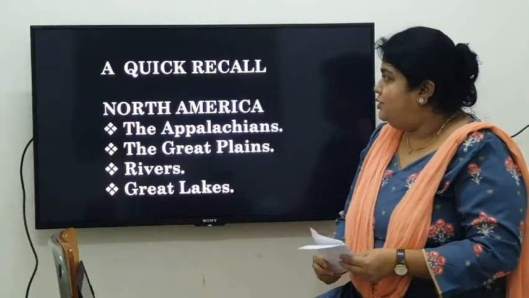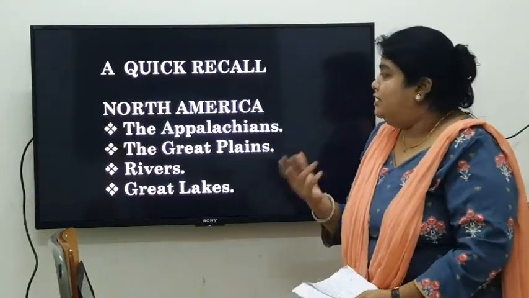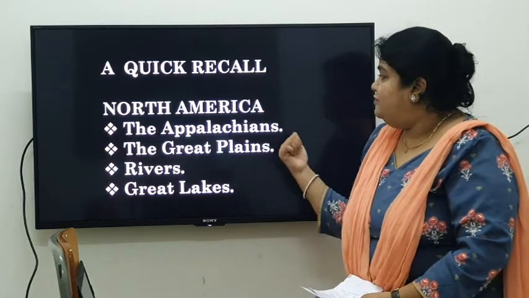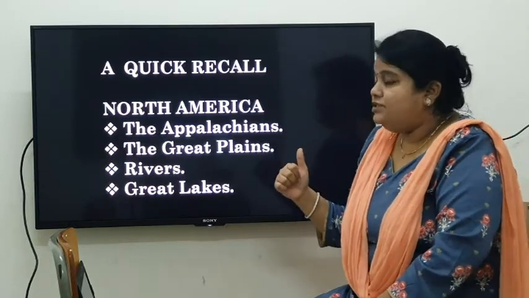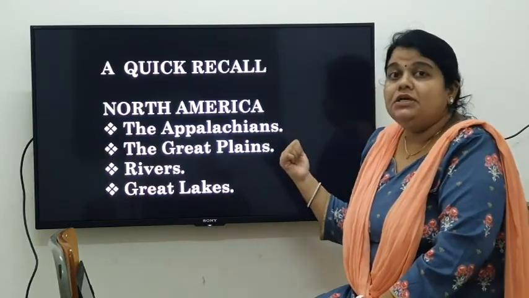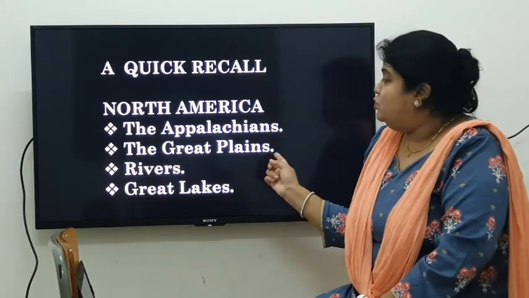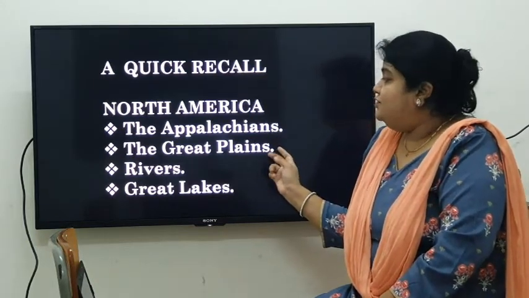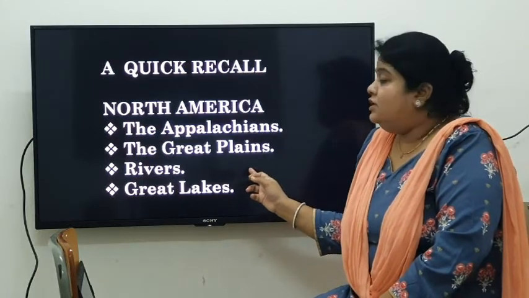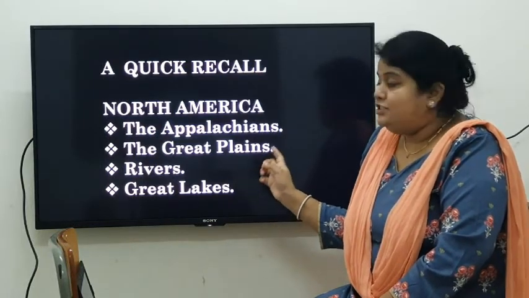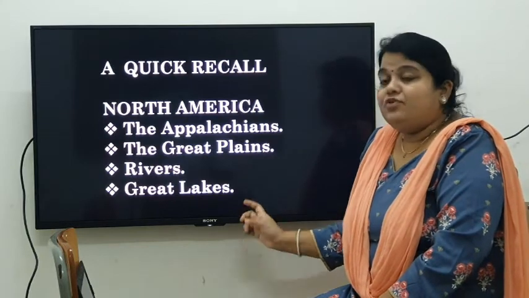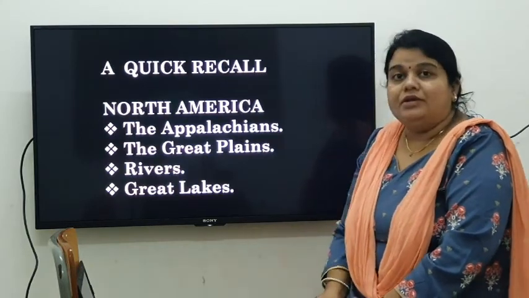Quick recall of what we did today. We were trying to understand the remaining physical features. Out of that, the very first one was Appalachian Mountain Range. We were trying to understand its location and its important features. Then we spoke about the Great Plains, which are also known as Central Lowlands. We checked the important rivers, their source, mouth, and features. And then we checked the Great Lakes along with Niagara Falls.